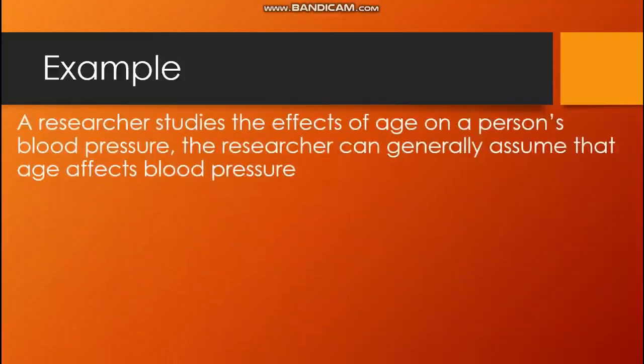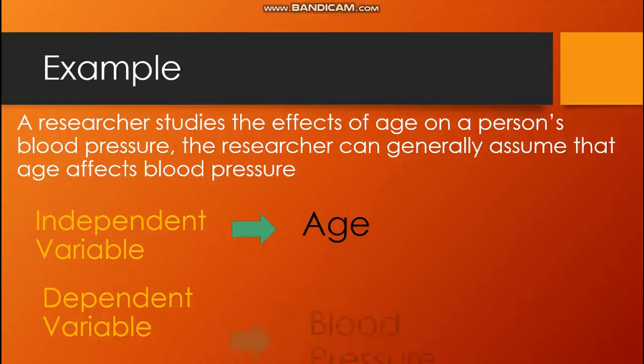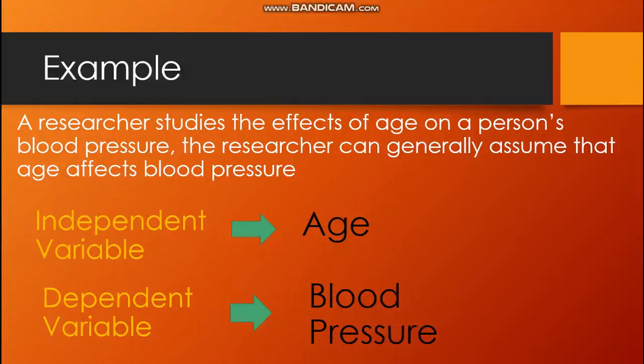Now, another example is, let's say we have a study about the effects of age on a person's blood pressure. So therefore, ang ating independent variable dito is age, while our dependent variable is the blood pressure of that person. Kasi nakalagay dito, ang kanyang study is effects of age on a person's blood pressure. So dumedepende yung blood pressure doon sa age of the person.